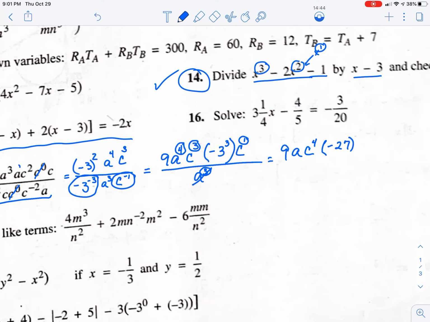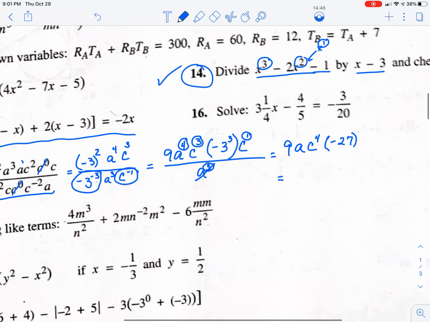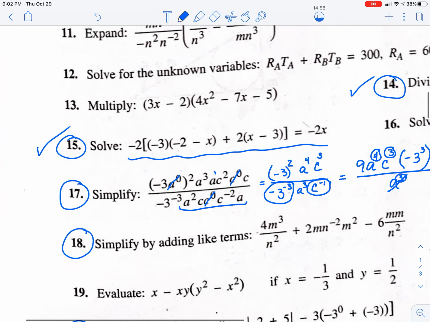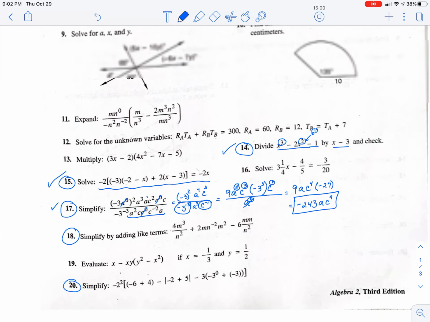Okay, so now we just do the math here. You do 9 times, I'll write it right below here, the negative 27. You should end up with negative 243, a times c to the fourth. And that would be your final answer to number 17.